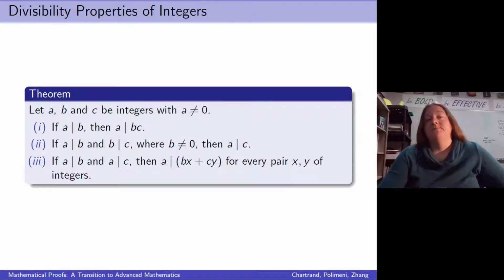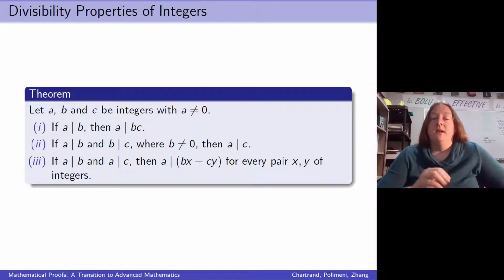Now that lemma would be used to prove this theorem that we're going to state without proof. It's really interesting, though, to think about why these things are true and how that lemma, our characterization of composite numbers, might be useful in proving this theorem. So the theorem is that a, b, and c are integers, and a is not equal to 0. Now, we have three things that we know. If a divides b, then a also divides b times c.